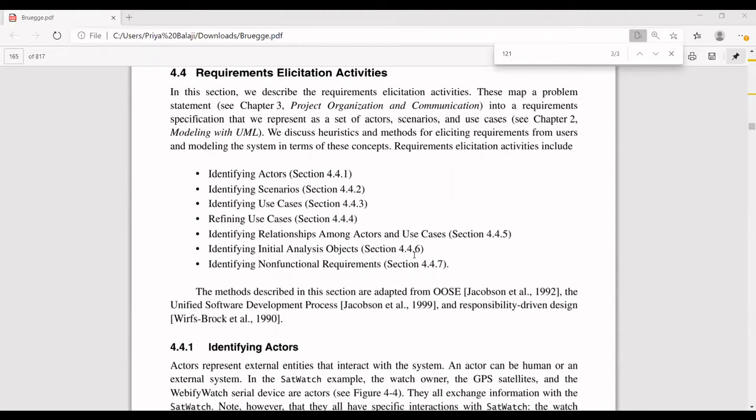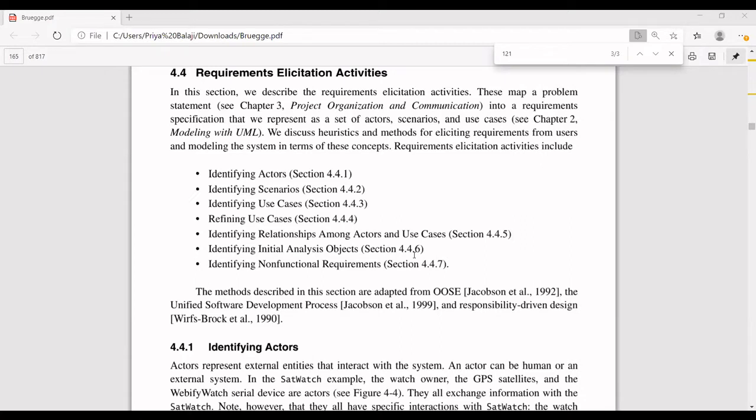Identifying actors means, for example, if we are going to develop a product or a project, you have to first find out who will be the actor. An actor is an external person who is going to make use of that machine, or the machine requires some external device, and the machine will make use of that. So we have to first find out who is going to use that machine and for whom this machine is going to be used. So first we have to find out the actors.